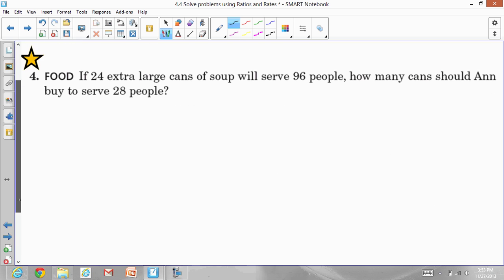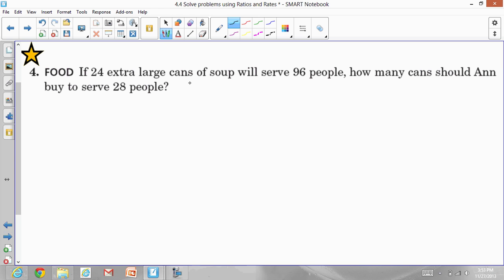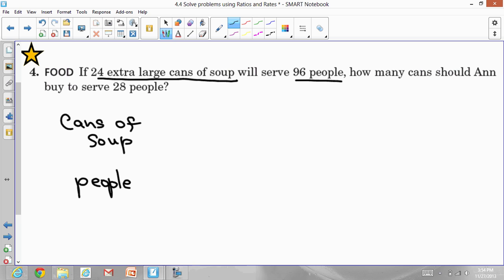Focus on question number 4. 24 extra large cans of soup will serve 96 people. So let's see. Cans of soup is one information and people is my second information. So 24 cans of soup is needed for 96 people. How many cans should Anne buy to serve 28 people? So 28 goes here because that is the people section. And this will be my M. Now I'm going to put an arrow because that is my M and that is what I need to find.